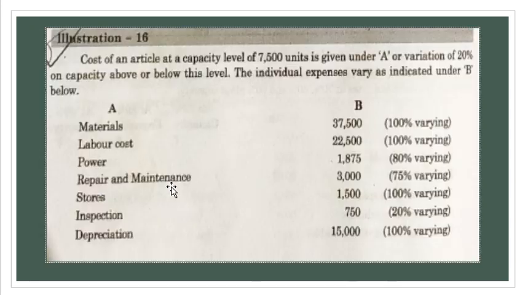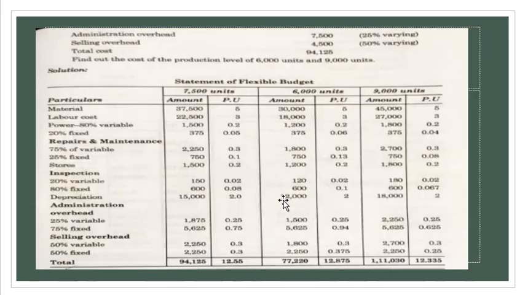So what is your next expenses? Stores, just 1,500. So in this 100% is varying. That means 100% is fully variable. So stores fully variable, how much is it? 1,500. So 1,500 divided by 7,500 to find out the per unit, which is 0.2. So 0.2 for 6,000 units, 0.2 for 9,000 units. So 0.2 into 6,000 will give us 1,200. 0.2 into 9,000 will give us 1,800.